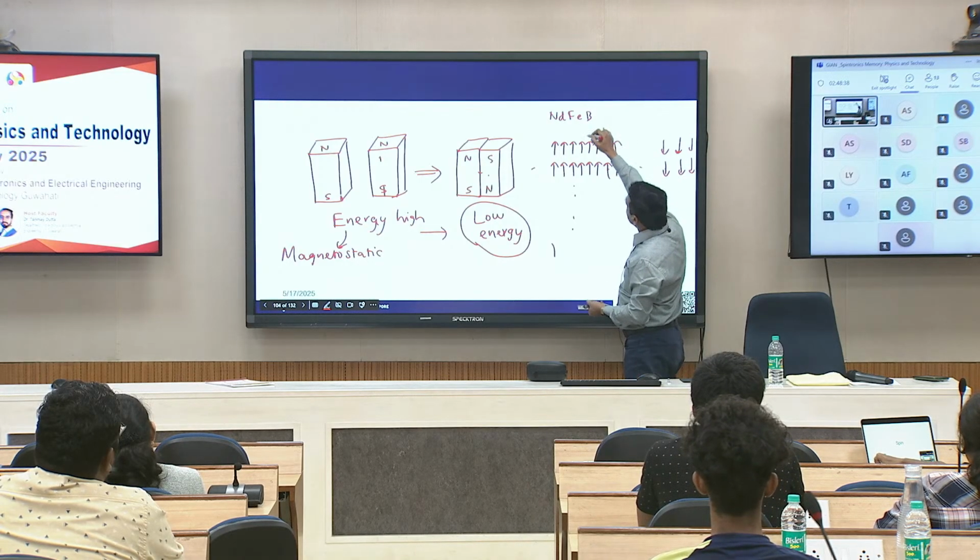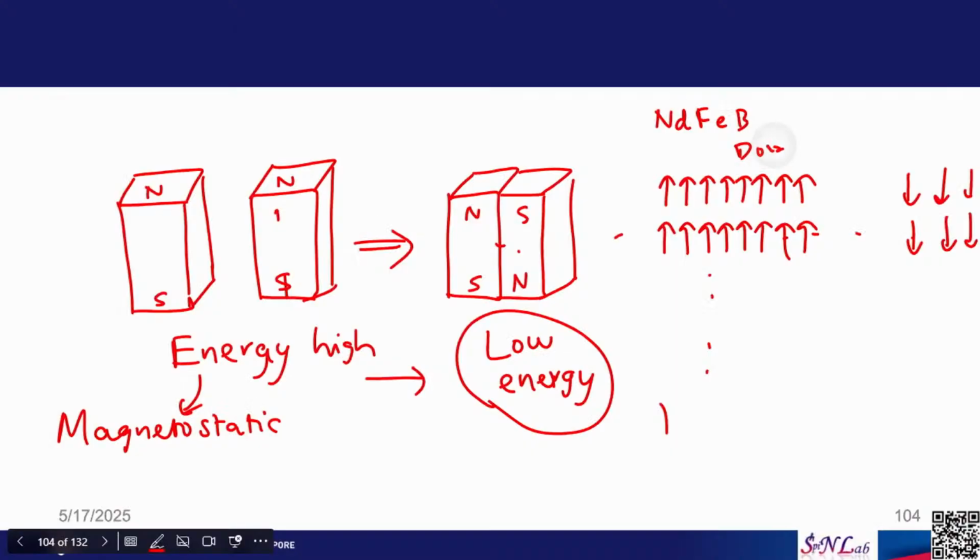So now you have one domain, then we have another domain and so on. The formation of domains helps to minimize magnetostatic energy. Here I drew 2 domains with some space intentionally.